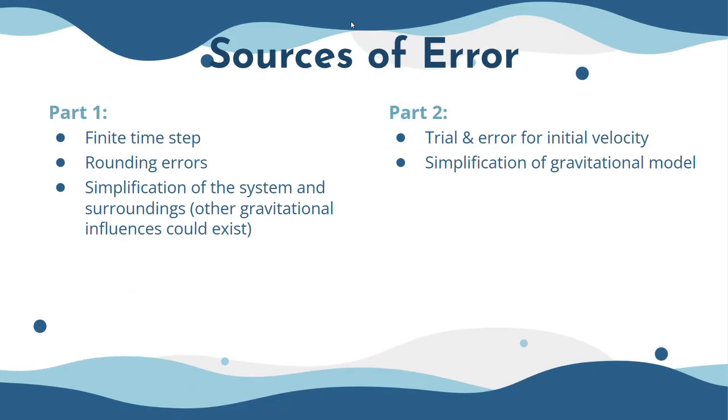Sources of error include the finite time step, rounding errors, and the simplification of the system and surroundings. For part 2, the trial and error basis of choosing the initial velocity and the simplification of the gravitational model for the moon and planet may affect the final results.